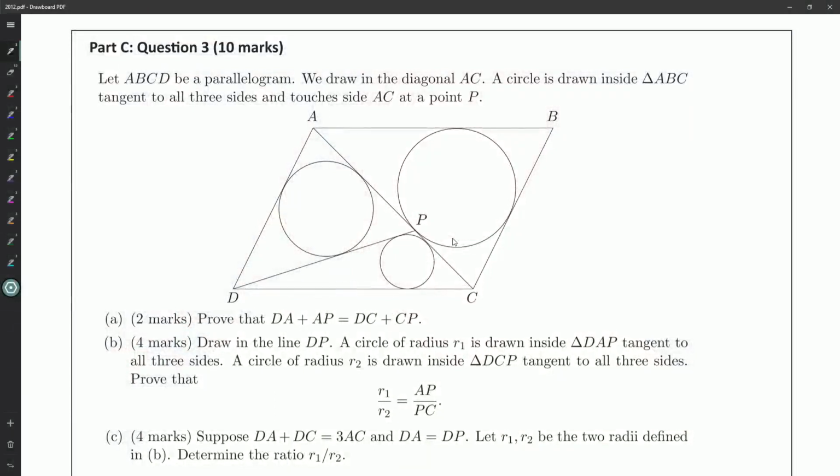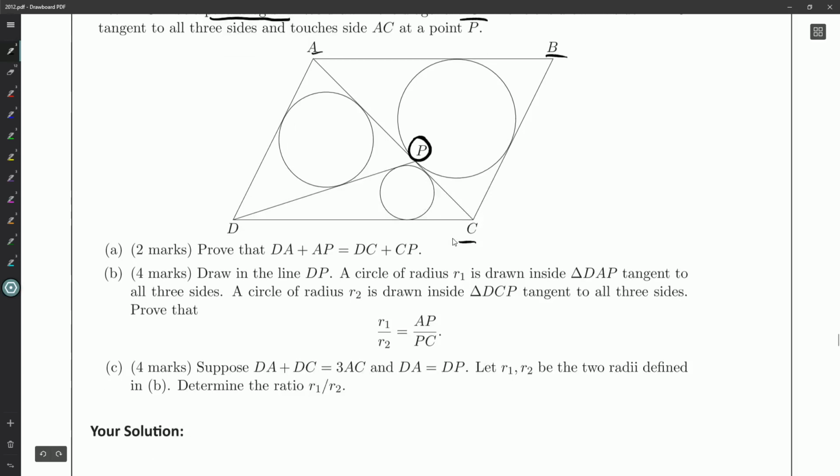Alright, so C3. Let ABCD be a parallelogram. We draw in diagonal AC. Looks like we draw in a lot of things. A circle is drawn inside ABC, tangent to all three sides, and touches AC at point P. And then we jump into A without these other two circles and this line here.